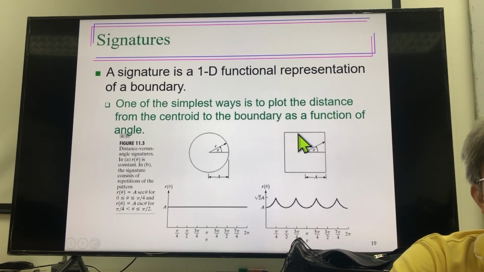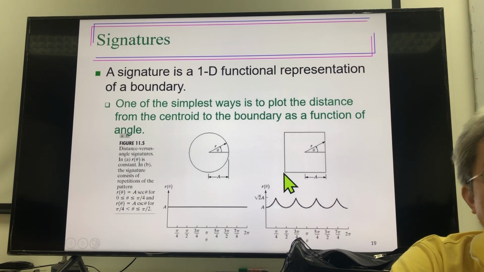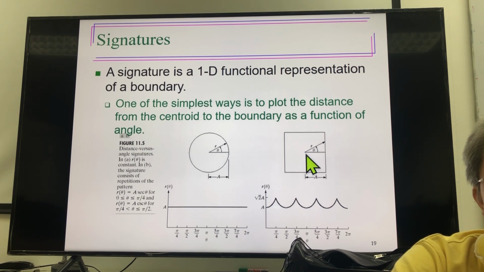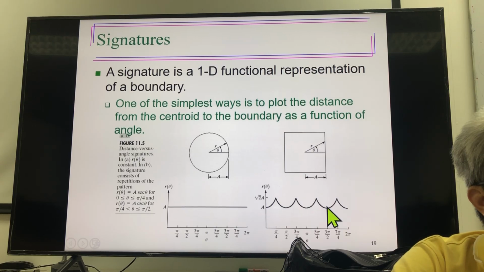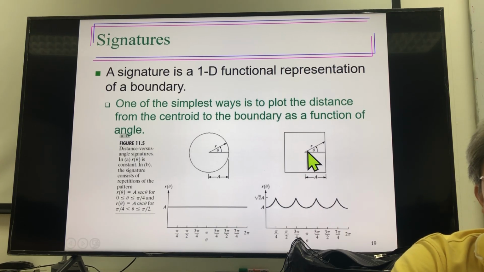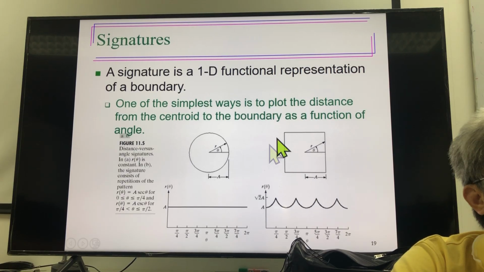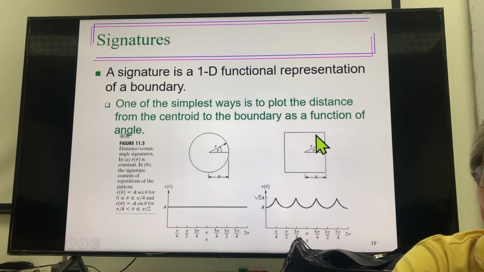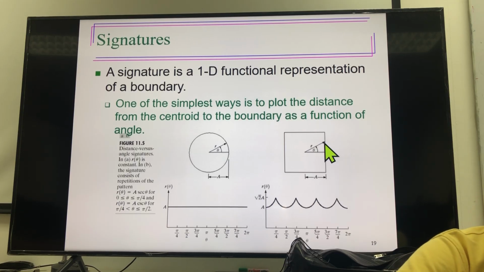And then it goes up, same pattern. It goes down to A at pi, up to A square root 2 at 5 pi over 4, and down to A at 3 pi over 2. Then up to square root 2 A at 7 pi over 4 and comes down to A. So this one-dimensional signal represents the square. Is it that easy?